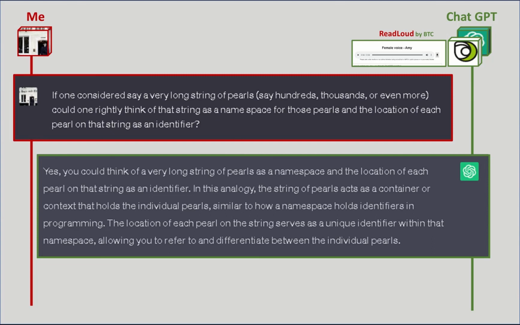Yes, you could think of a very long string of pearls as a namespace and the location of each pearl on that string as an identifier. In this analogy, the string of pearls acts as a container or context that holds the individual pearls. Similar to how a namespace holds identifiers in programming, the location of each pearl on the string serves as a unique identifier within that namespace, allowing you to refer to and differentiate between the individual pearls. Super. Just the answer I wanted to hear. Thank you for the consultation. You're welcome.